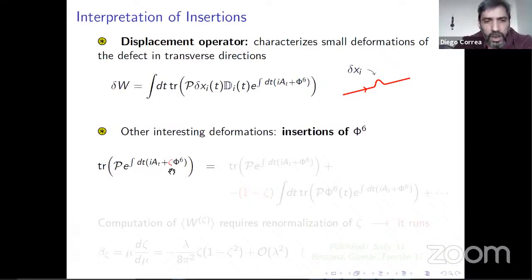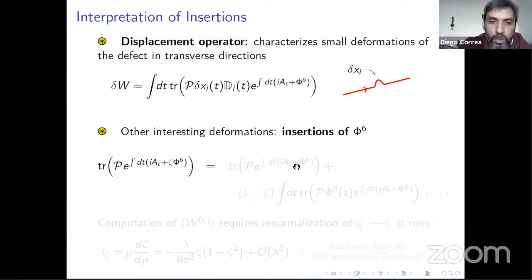You see, now we have put a parameter in front of the scalar field. So we can interpolate: we set zeta equal to 0, and this is the ordinary Wilson loop. And if we set zeta equal to 1, this is the Maldacena-Wilson loop. For any other value, this is something in between, interpolating between the ordinary and the Maldacena-Wilson loop.